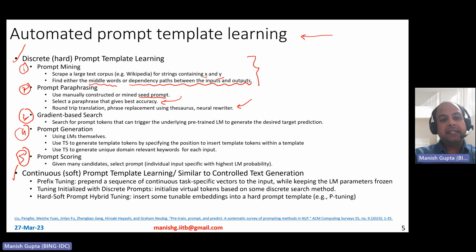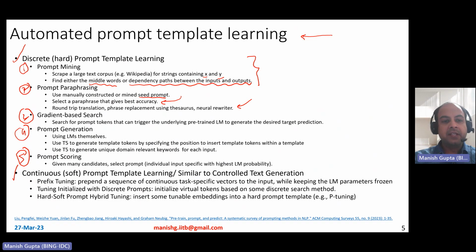The third method is gradient-based search. Here you search for prompt tokens that can trigger the underlying pre-trained language model to generate the desired target prediction. So it's more like, you have some prompt tokens and you randomly initialize them, and then you want the language model to be able to update them such that the overall accuracy of the downstream task improves.